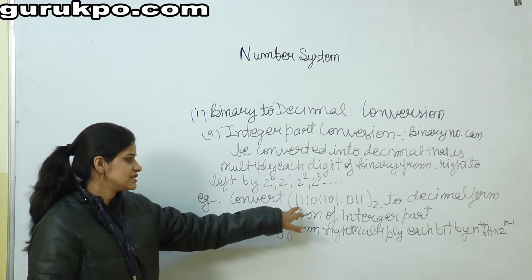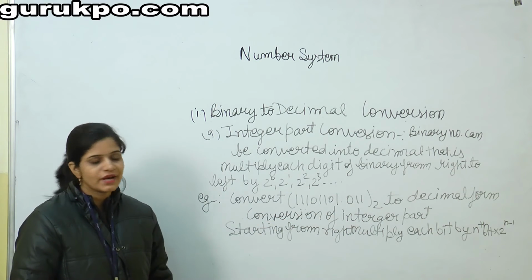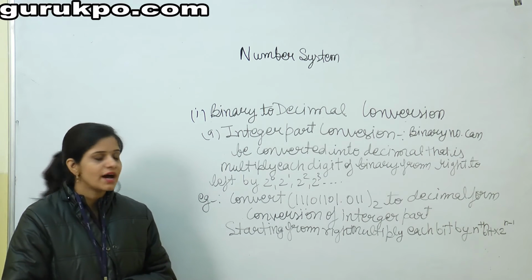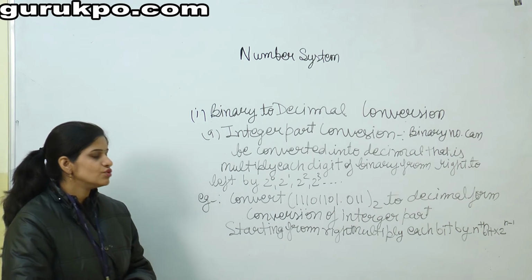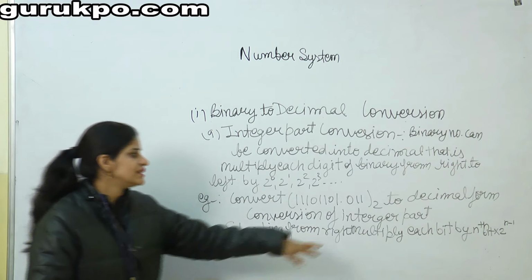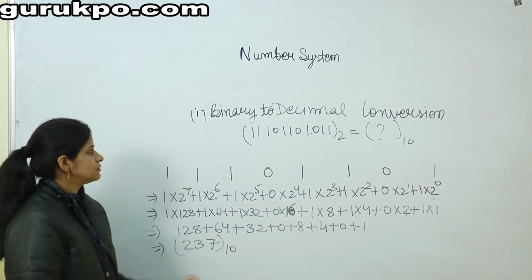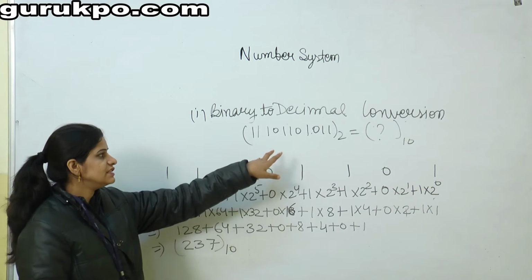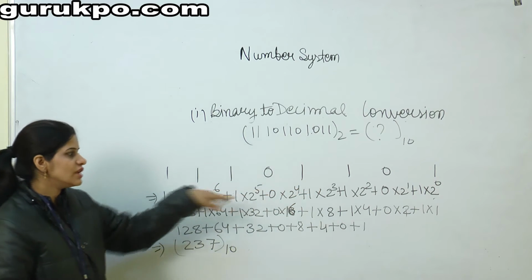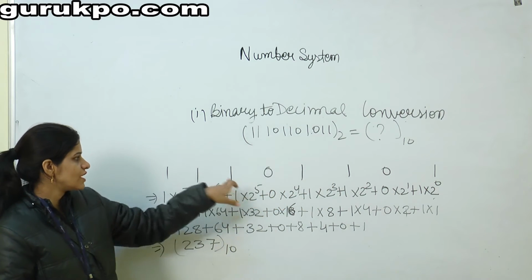1101.011 is the binary form, and it is converted to decimal form. Firstly, this is the integer part and this is the fractional part. To convert the integer part, I start from the right and multiply each bit by 2 to the power n minus 1, right to left, and then the fractional part is solved left to right. I write the integer part from right to left.